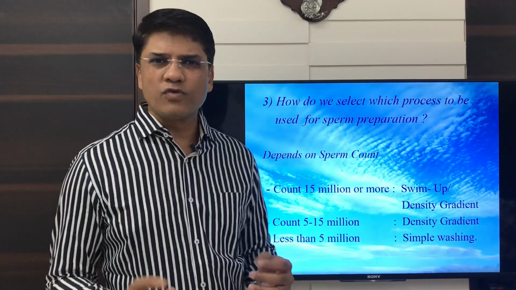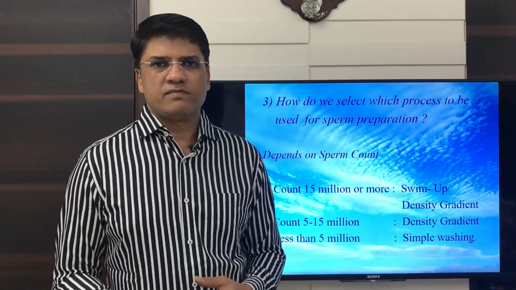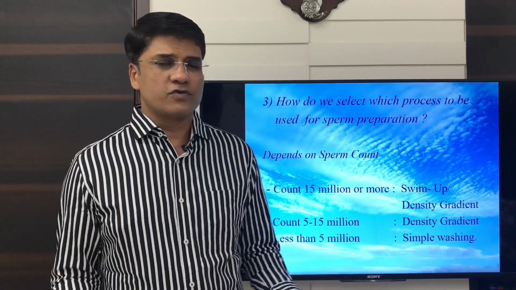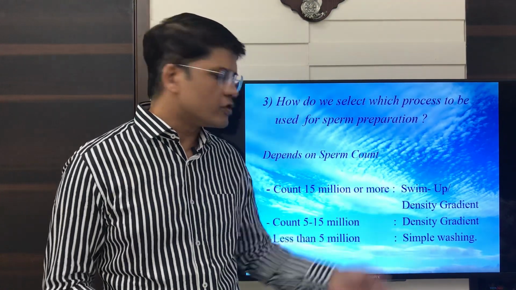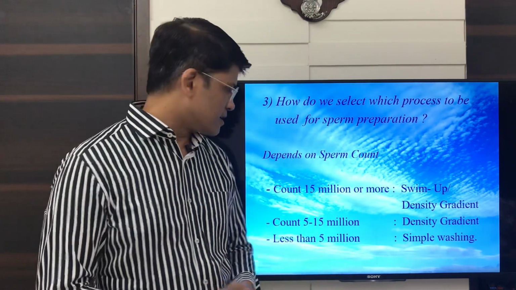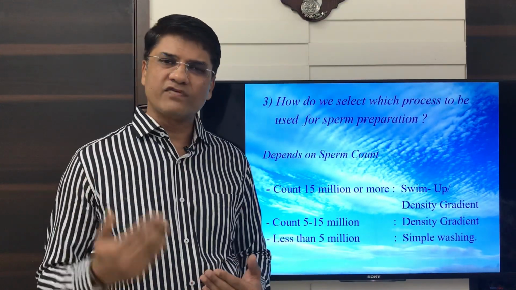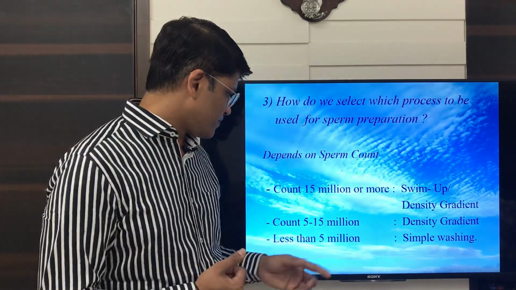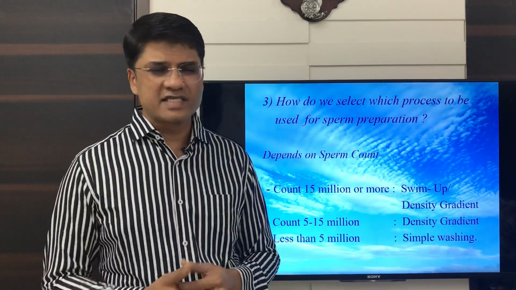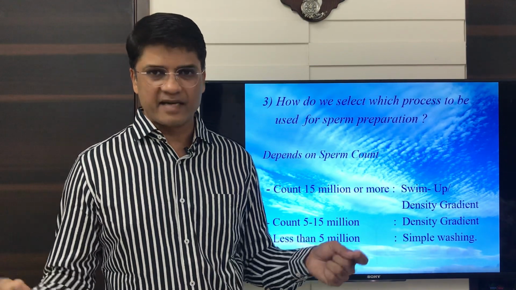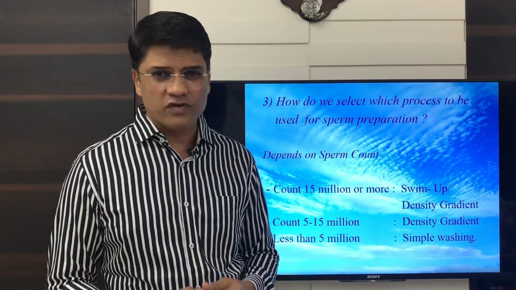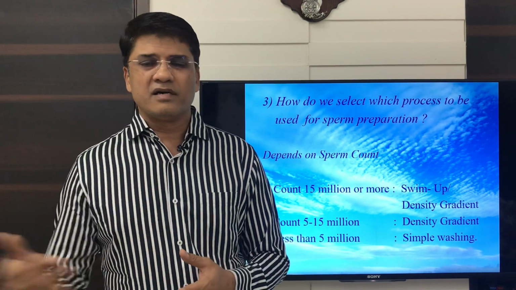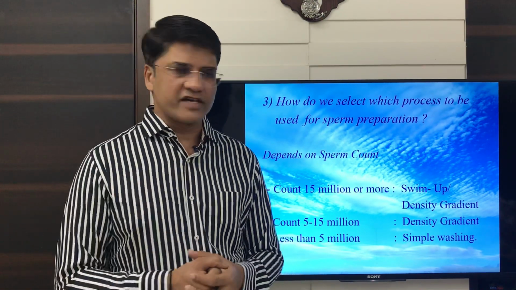If the count is good and motility is good, ideally we are not supposed to do IUI with these patients, but if we still have to, then you can do either swim up or density gradient. If the count is low, 5 to 15 million, then density gradient is the treatment of choice. And if the count is too low, less than 5 million, ideally, again, IUI is not indicated for such patients. These are the patients who can be recruited for ART treatment.